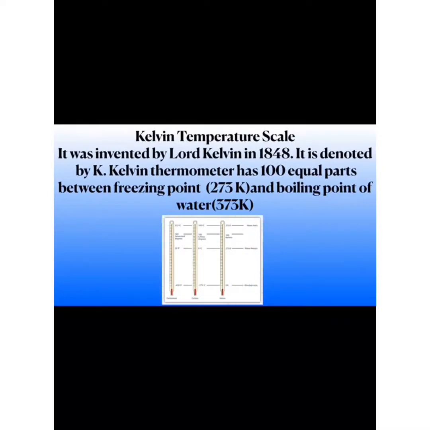Now the Kelvin temperature scale. It was invented by Lord Kelvin in 1848. It is denoted by the English capital letter K. It also has 100 equal parts between the freezing point, that is 273 Kelvin, and the boiling point of water, 373 Kelvin. It means 1 division is equal to 1 Kelvin.